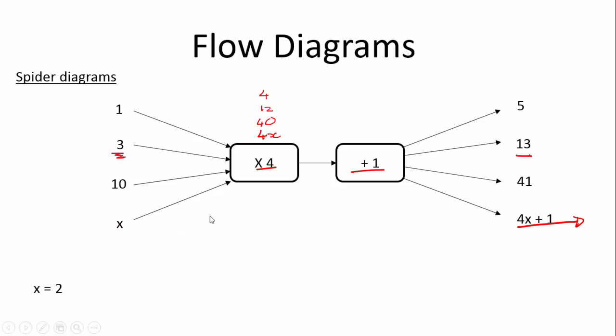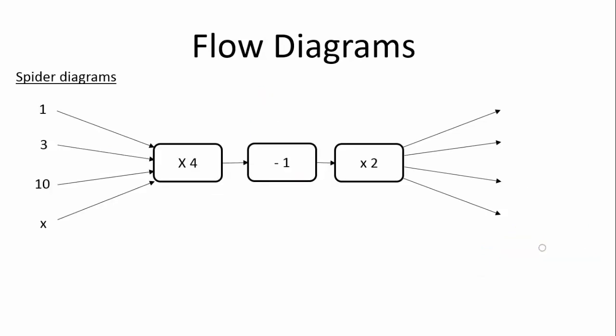For example, if x is 2, we get 4 multiplied by 2 plus 1, that's 8, plus 1 is equal to 9. Then if x is equal to 5, we go 4 times 5 plus 1, so it's 20 plus 1 is 21.